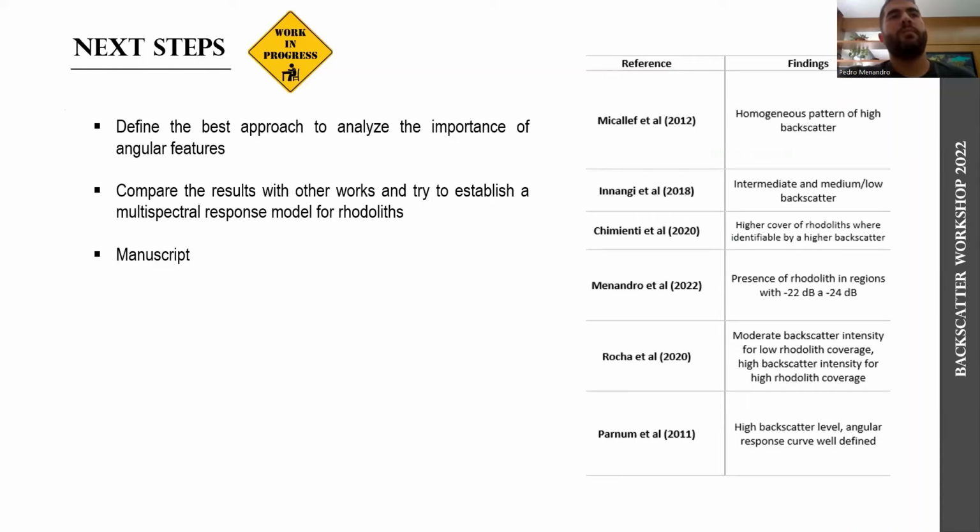So the next steps are to define the best approach to analyze the importance of angular features, then compare these results with other works, and try to establish a multispectral response model for rhodolith beds. So these works in the table already found some important results in terms of backscatter for rhodoliths, and then the manuscript.